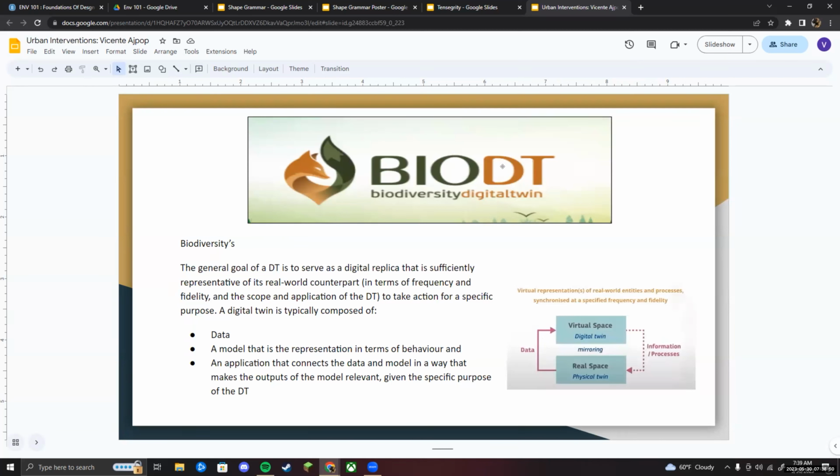So the digital twins. The general goal of a digital twin is to serve a digital replica that is sufficiently representative of its real world counterpart. A digital twin is typically composed of data, a model that is representative in terms of behavior, and an application that connects the data and model in a way that makes the outputs of the model relevant, given the specific purpose of the digital twin.